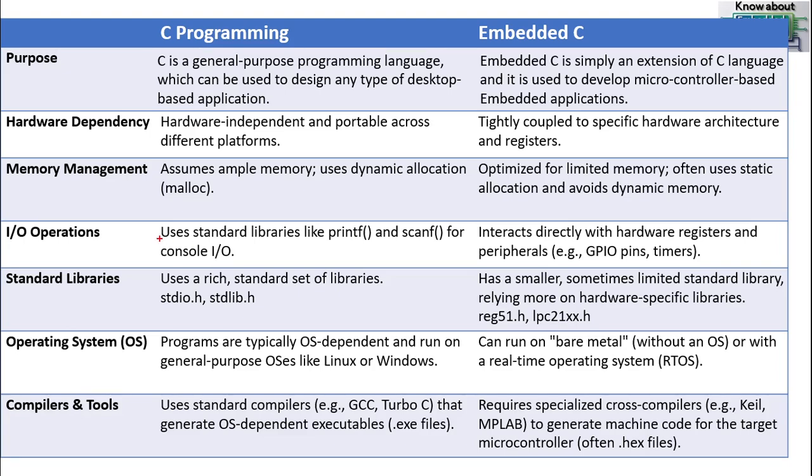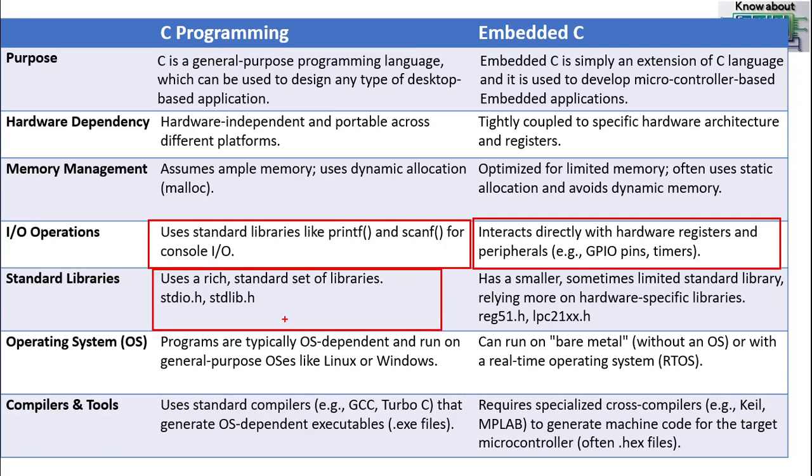Then the fourth difference: C programming uses standard library functions such as printf, scanf, and so on. But in a microcontroller, you cannot directly use library functions such as printf and scanf or any other standard library function. Instead, we have to depend on the GPIO and other peripherals available in the microcontroller in order to interact with the external and internal world. Similarly, standard libraries like stdio.h and stdlib.h are used in C programming, but in embedded C programming we cannot use those. Instead, we have to use hardware specific header files. If you're using an 8051 microcontroller, we have to use the reg51 header file. If you're using LPC based microcontrollers, you have to include the respective header file. So that is the fifth major difference.